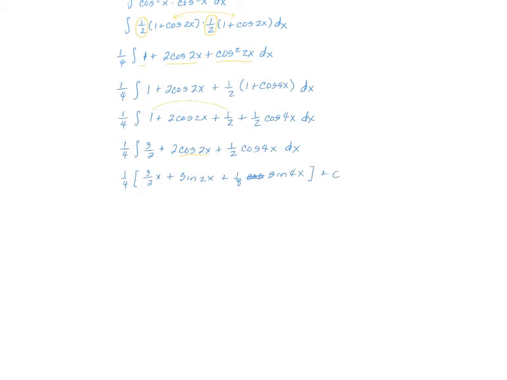So you could factor something out, or you could just multiply through by the 1/4 to get rid of the brackets, and I think that's what I'm going to do. So I'm going to get 3 over 8 x plus 1/4 sine of 2x plus 1 over 32 sine of 4x, and then plus my constant c. Okay, so again, it's a little bit tedious, and you just have to be careful with your computations, but the idea is just to keep breaking it down until you get something that you can integrate. So let's look at another example.